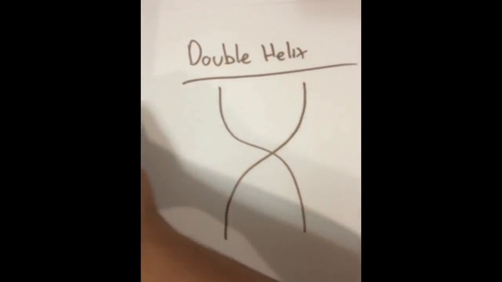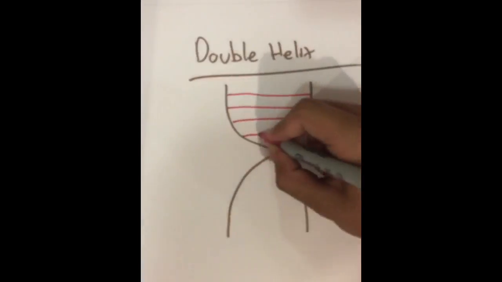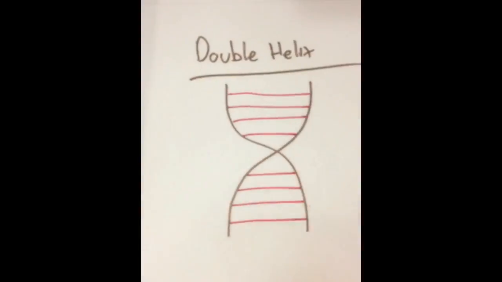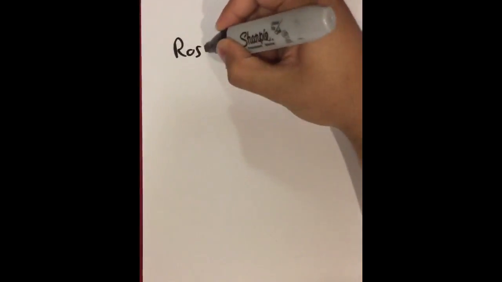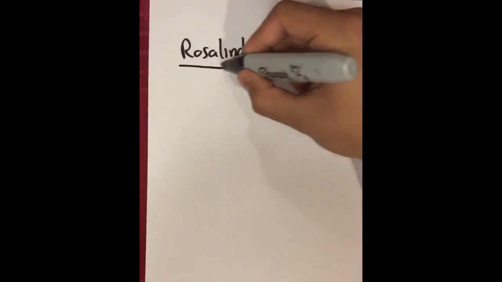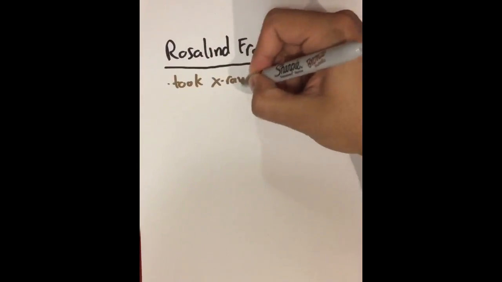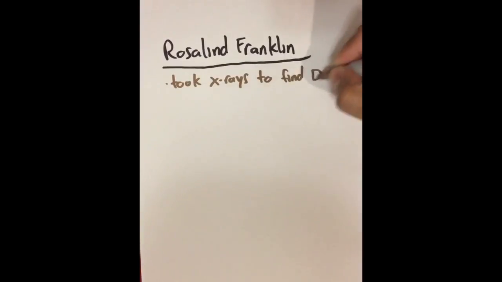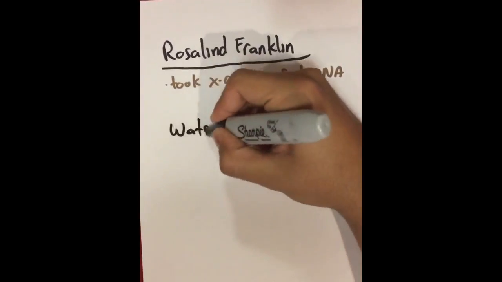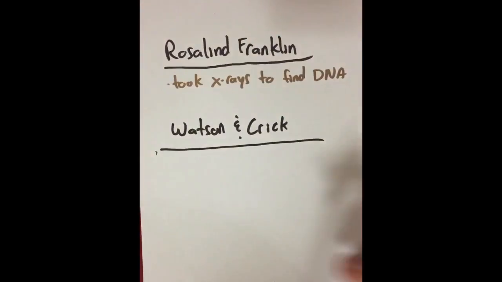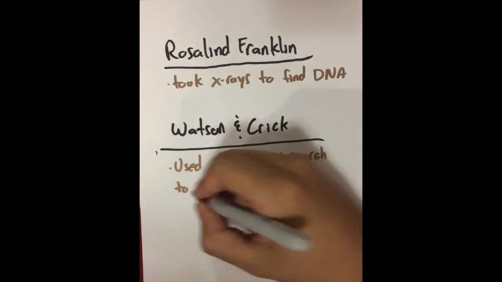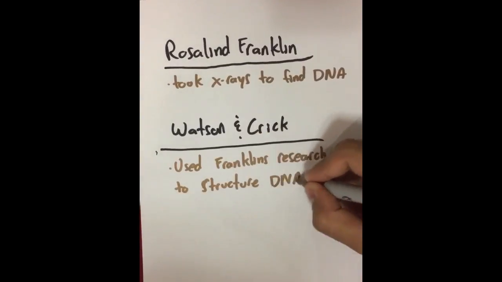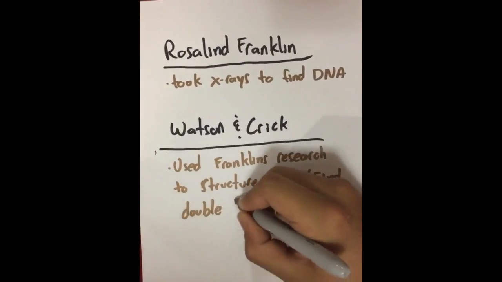Alright, so right here we have the double helix. The double helix is like the map of the DNA. As you can see, the DNA acts like rungs of a ladder. Rosalind took X-ray diffraction photographs that suggested that DNA was arranged as a tightly coiled hexagon. Watson and Crick, using Franklin's X-ray patterns, figured out the structure of DNA in 1962, and they received a Nobel Prize.